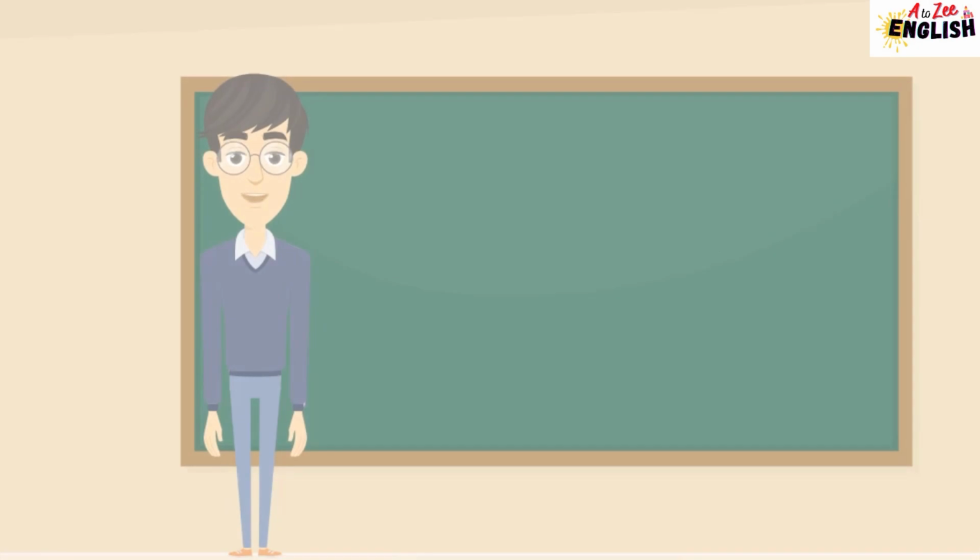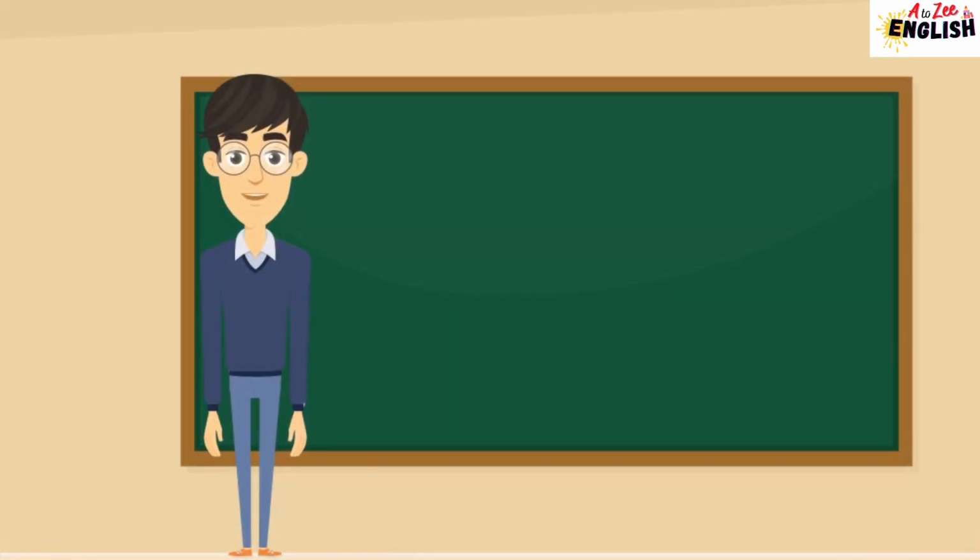So there you have it, the 5 main relative pronouns in English. By using them correctly, you can make your writing and speaking more clear and concise.